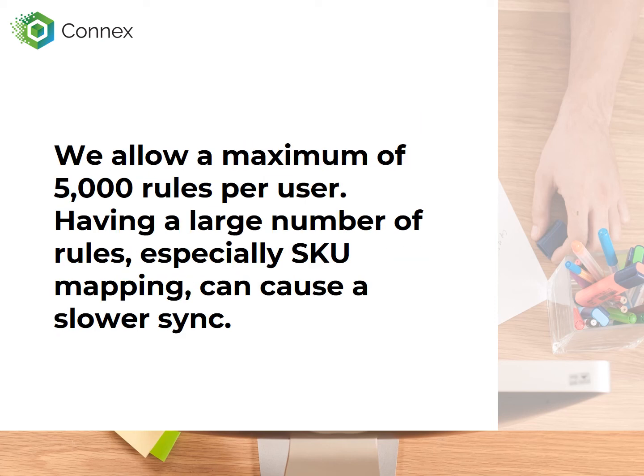We allow a maximum of 5,000 rules per user, and having a large number of rules, especially ones with a SKU mapping, can cause a slower sync. So it's very important that you limit the number of rules to map your SKUs. Now having 100, 200, 300 is not a big deal, but when you have a large number of sales like 3, 4, 500 and you get 3,000 rules to map SKUs, the software has to loop through every single order and every single order item, and that can cause a slower sync or possibly a timeout where you'd have to shorten your sync ranges.